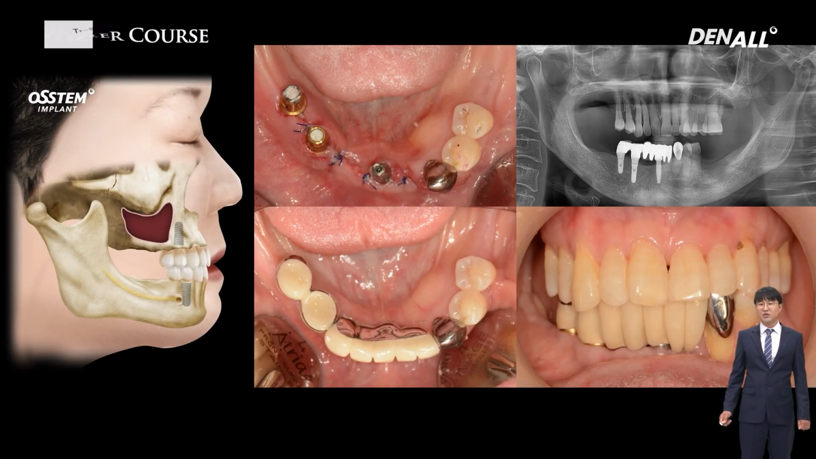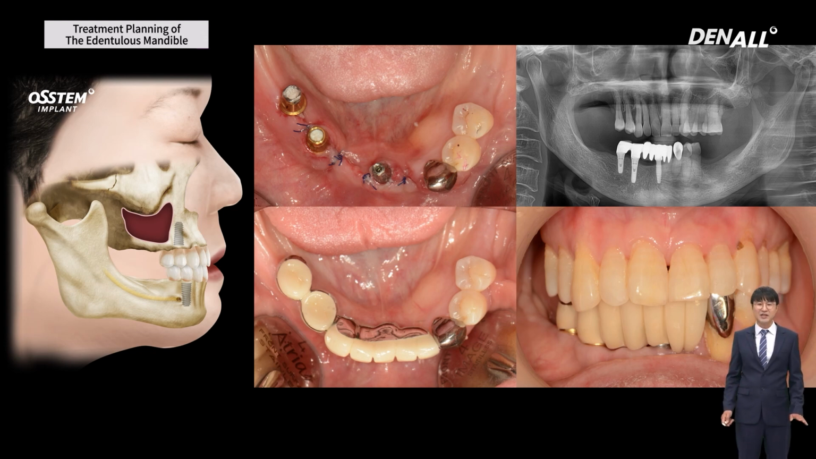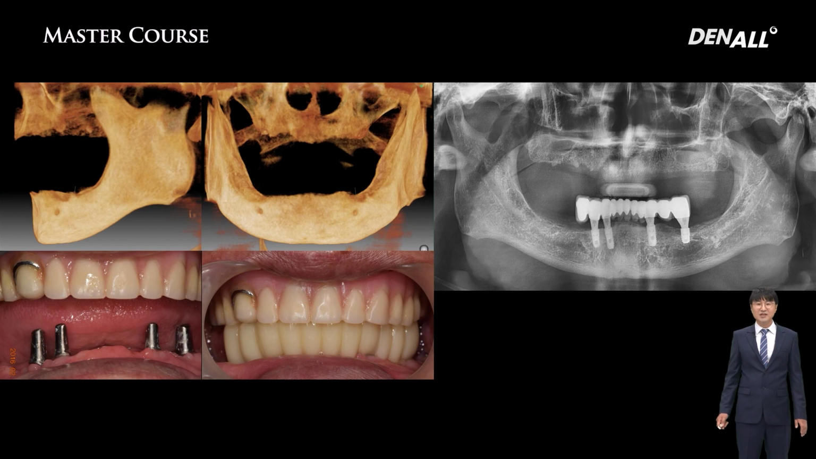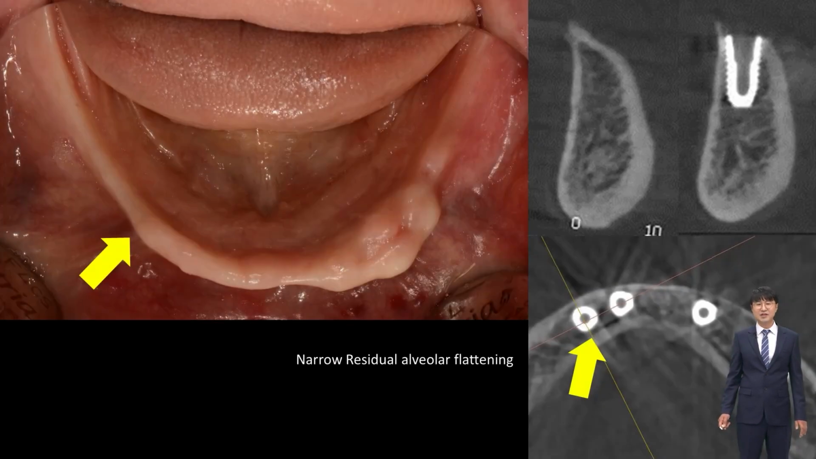Even if there is remaining bone on the back side, sometimes patients want a smaller number of implants for economic reasons. So restoring only up to a premolar or molar is also a viable option. If the opposing teeth are like this, then a cantilever prosthesis could be an option. For aged patients, I try to avoid bone grafting as much as possible.